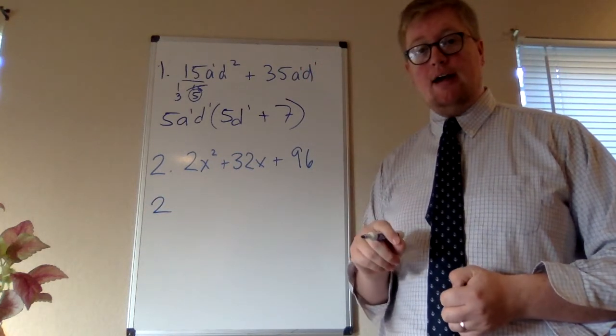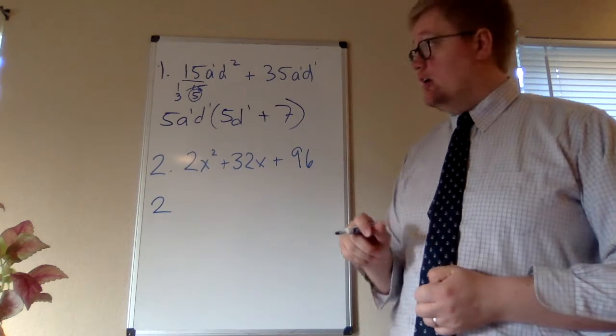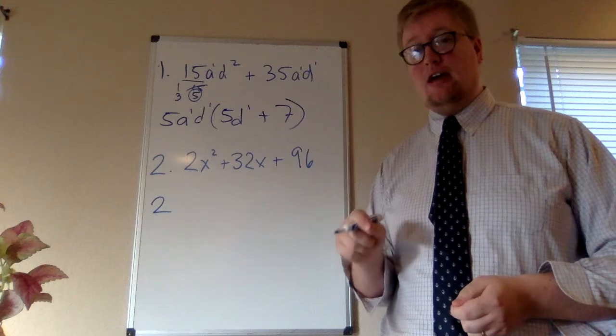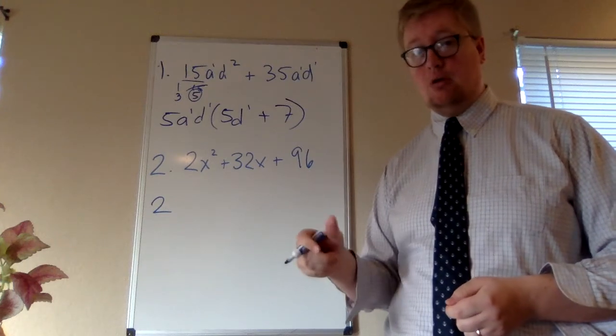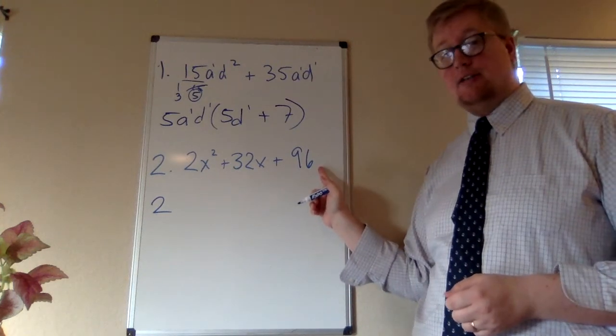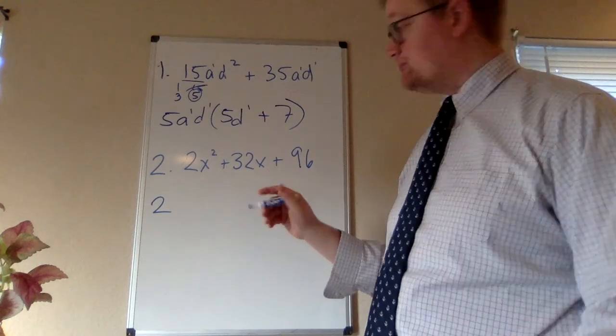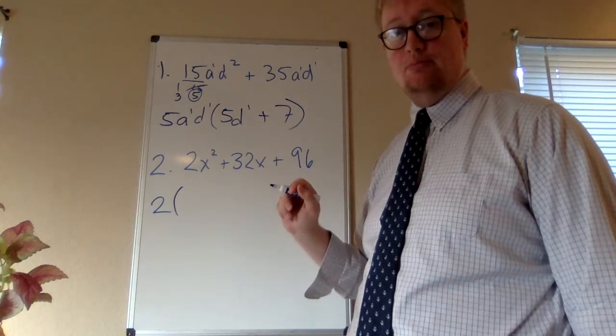Then I look at the variables. I can only include a variable in my GCF if that variable is in every term. There's no x in the 96, which means I cannot factor out an x.